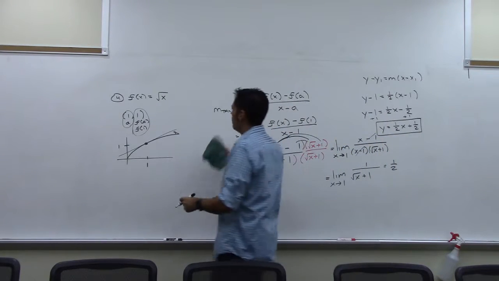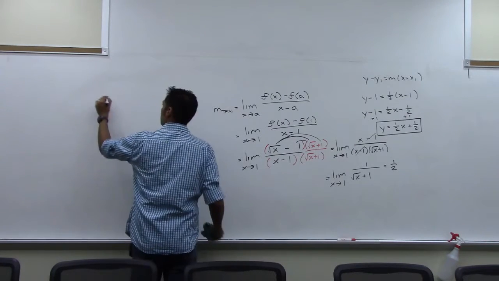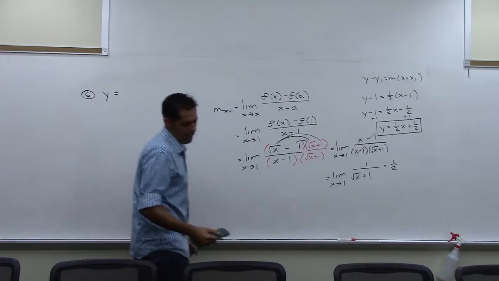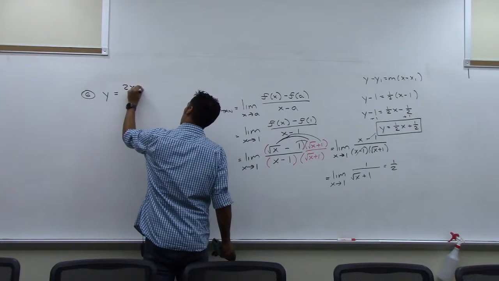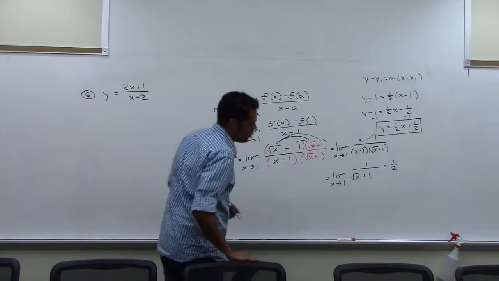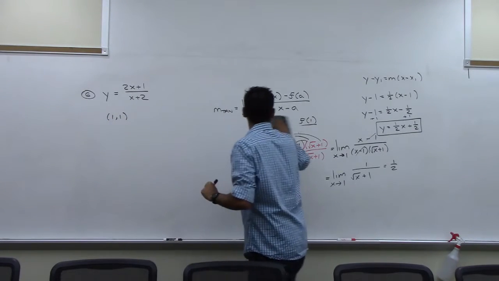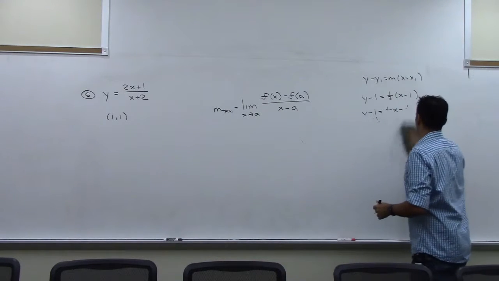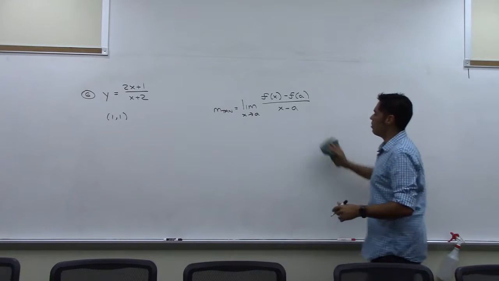All right, let's look at number 6. Oh yeah, by the way, that was number 5. I had written 4 up there. Number 6, y equals 2x plus 1 over x plus 2. And the point that we're given is 1, 1. All right, maybe we should use this one again. Again, doesn't matter. Sometimes the algebra is better one way. So I'll try this one.